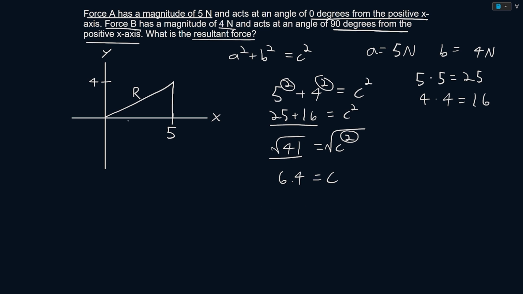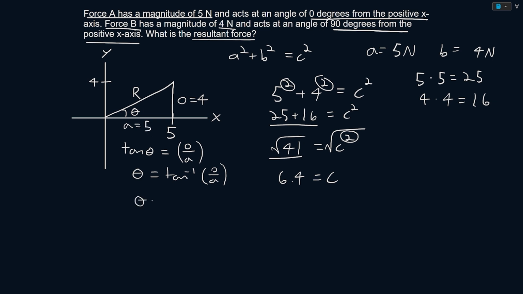In order to find the direction of our resultant force, we have to find this angle, theta. In order to find theta, we'll use the trig function tangent of theta is equal to opposite over adjacent legs. Then theta is equal to the inverse tangent of our opposite and adjacent legs. Our opposite leg is equal to force B, which is 4 newtons, and our adjacent leg is equal to force A, which is equal to 5 newtons.